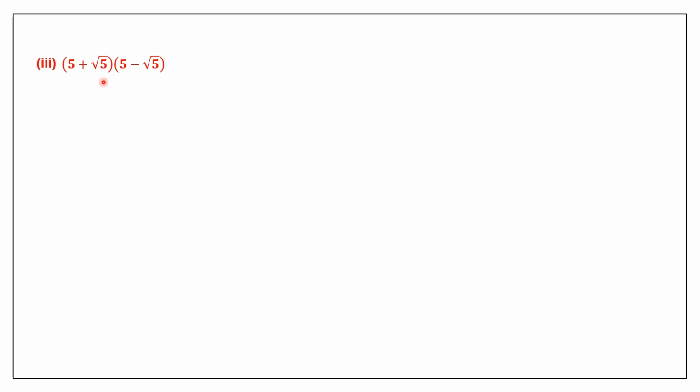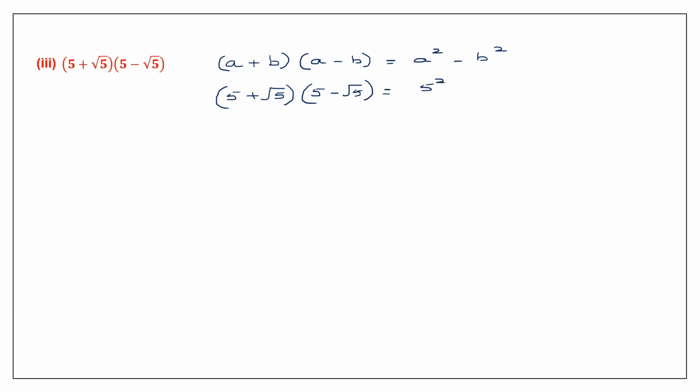Question 3. (5 plus root 5) into (5 minus root 5). Is this rational or not? Now here we can apply the identity (a plus b) into (a minus b). So let's write that, (a plus b) into (a minus b), and this is a square minus b square. So now in the place of a we have 5, in the place of b we have root 5. So (5 plus root 5) into (5 minus root 5). So a square means 5 square, minus b square means (root 5) the whole square.